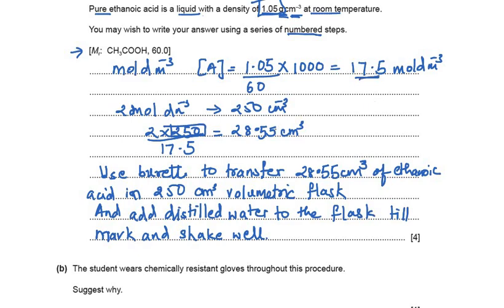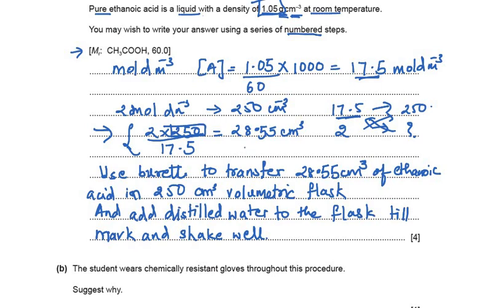Now suppose we want to make that solution into 250 centimeter cube. If we take 17.5 moles per dm cube into 250 centimeter cube directly, we don't want this concentration, we want 2 moles per dm cube. So in what volume will we use? If we cross multiply, we get 2 multiplied by 250. That's what we have done here: 2 multiplied by 250 divided by 17.5, and that gave us the answer 28.55 centimeter cube.